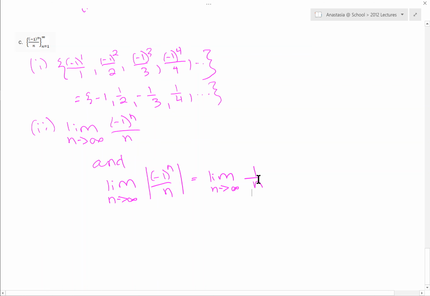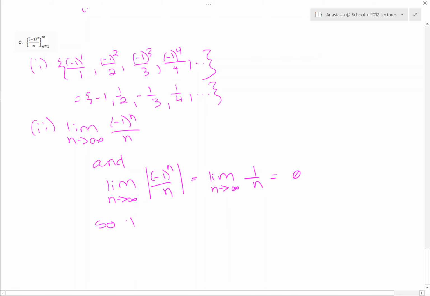Now, the numerator is constant and the denominator goes to infinity. So if you think about denominators getting bigger and bigger and bigger, 1/4, 1/5, 1/6, 1/7, 1/100th, 1/1000th, and so forth, the terms are definitely going to 0. So we can simply conclude that that's equal to 0.